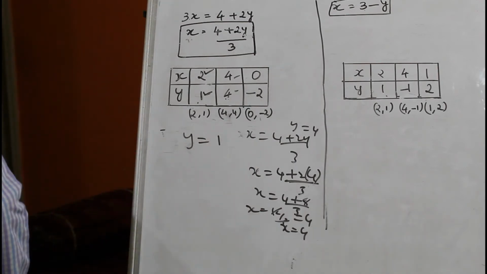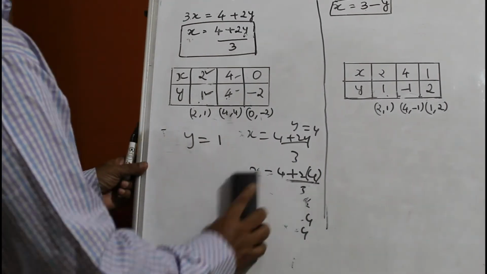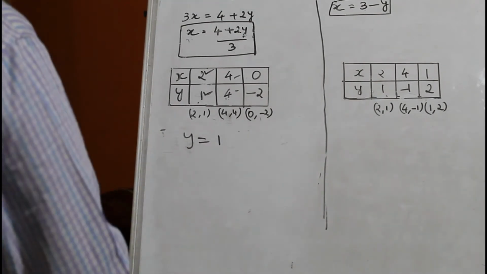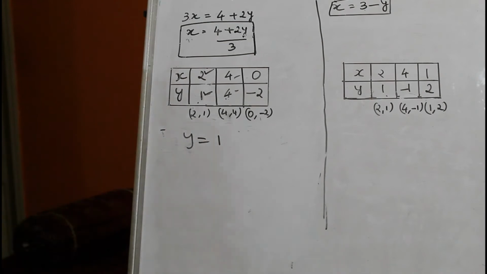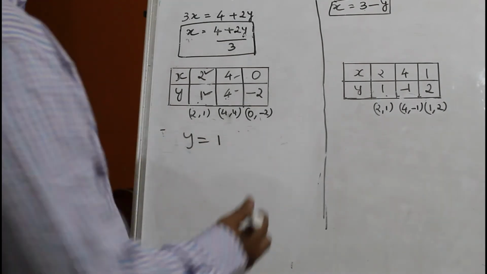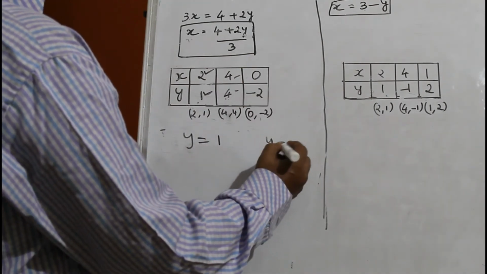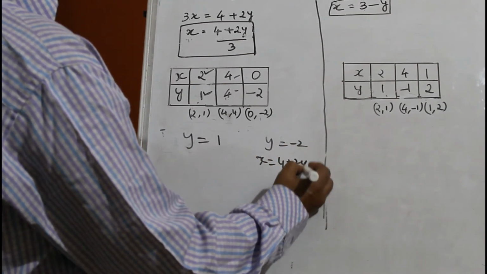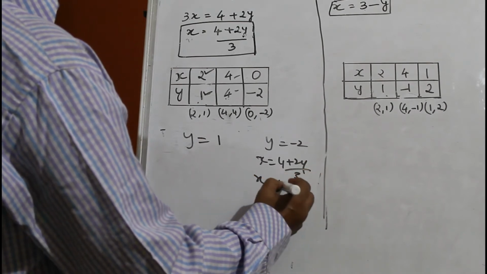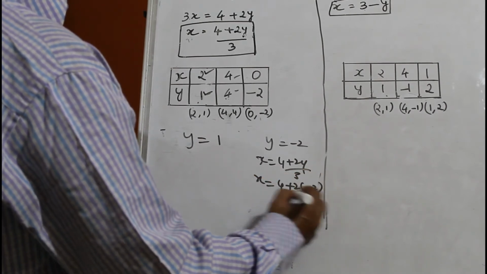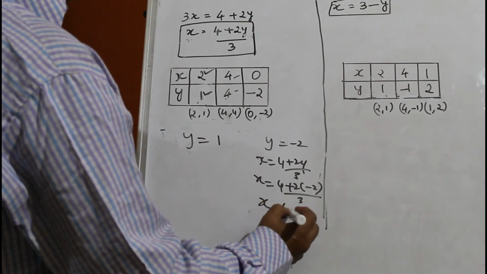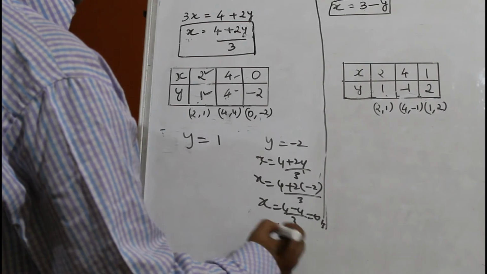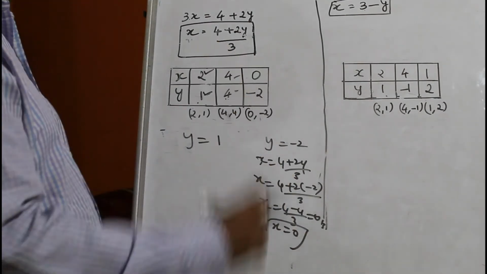Last, you give one more value for y. Generally 3 values is safer. If you want, you can give even 4 values. So you write y is equal to minus 2. You write for x is equal to 4 plus 2y by 3, x is equal to 4 plus 2 into minus 2 by 3, x is equal to 4 minus 4 by 3, which is 0 by 3. You get x is 0. So you get 0 comma minus 2.